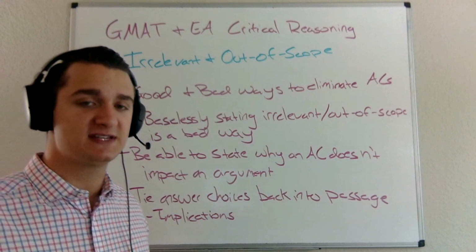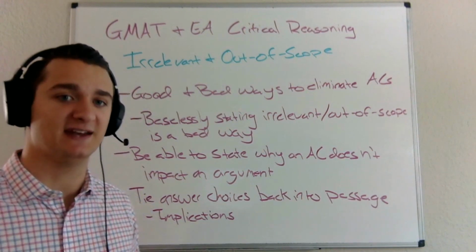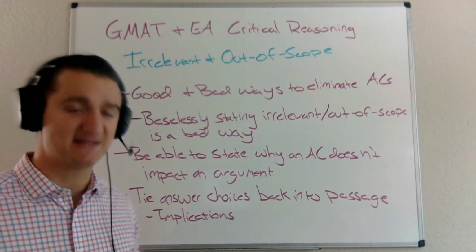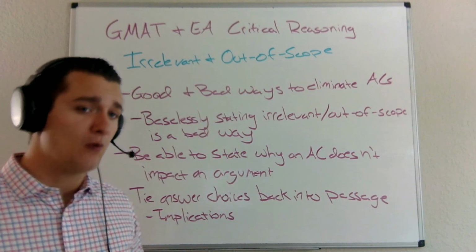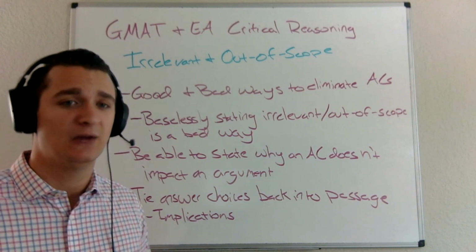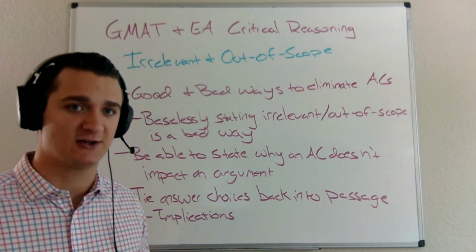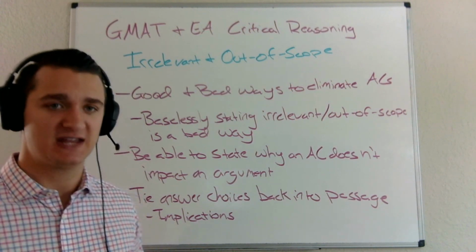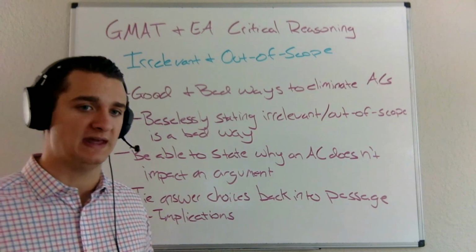If you're saying, well, this is irrelevant or out of scope, you've basically said that it has no implication on the argument. It doesn't affect the argument at all. And while it's true that occasionally there are answer choices that don't really have a huge impact on an argument, you want to be able to articulate why that's the case when that is the case.